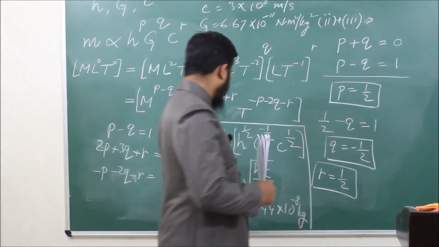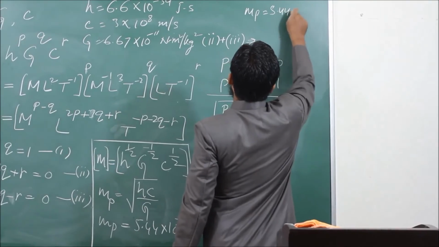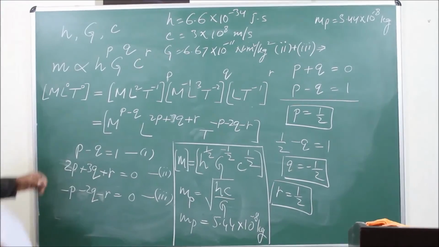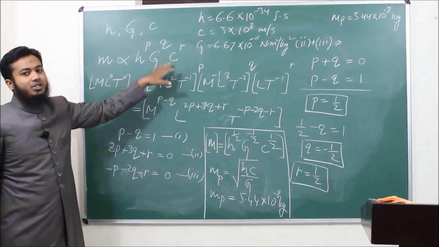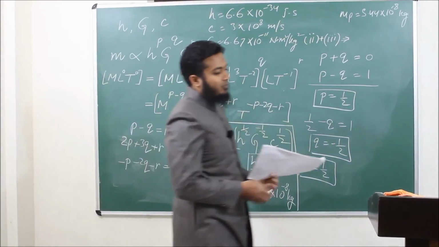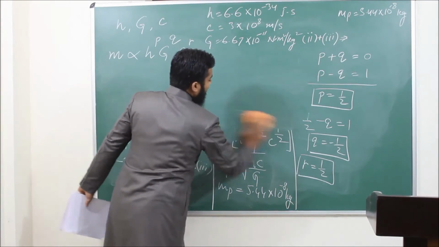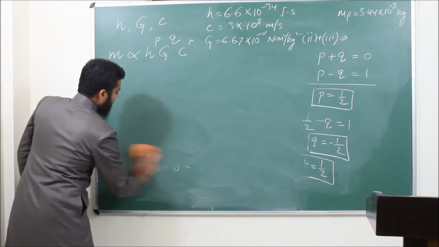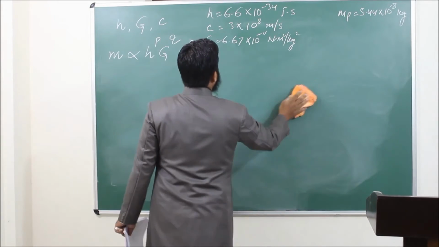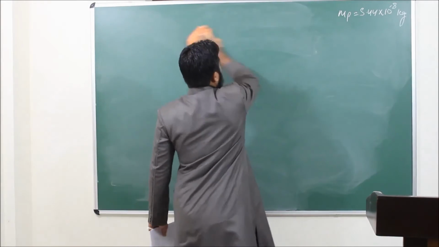So let's note it down in one corner. The Planck's mass is 5.44 into 10 raised to the power minus 8 kilogram. Okay, so we just calculated dimensional formula for mass in terms of h, G and c. Now let's repeat the same calculation for length. Let's try to find the dimensional formula for length in terms of h, G and c. I hope you have noted it down.